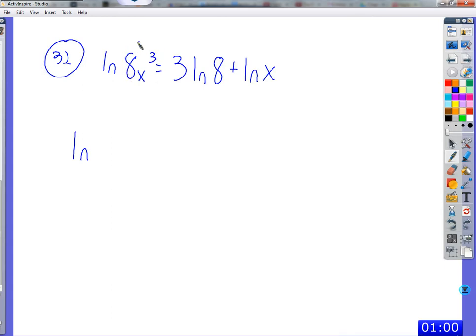Well, what do we have here? Is this 8 to the third? Does this 8 have an exponent of 3? No, only the x does. So what do we have? Do we have a quotient? Is this a thing divided by another thing? No, it's multiplied. What's being multiplied together? 8 and x to the third. So the natural log of 8 plus the natural log of x to the third.